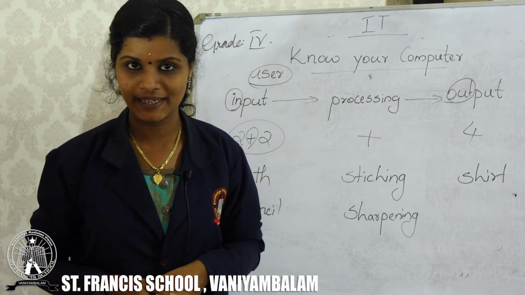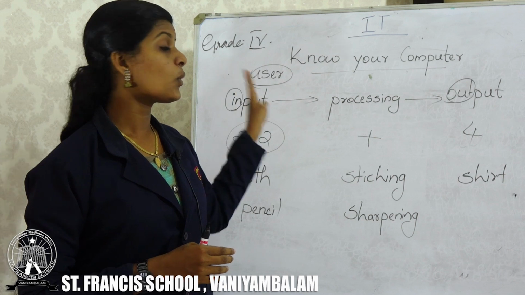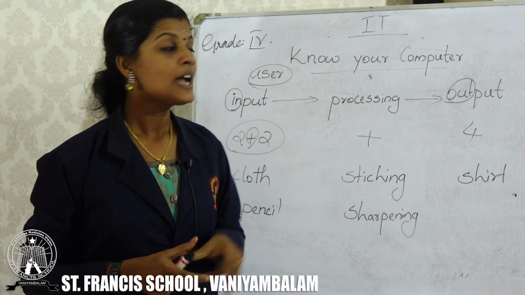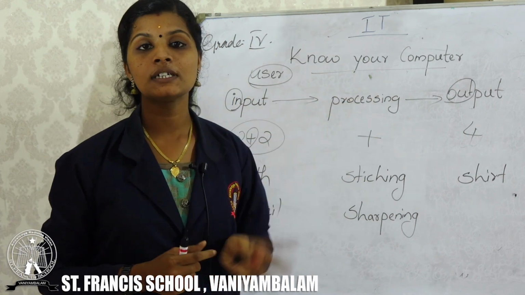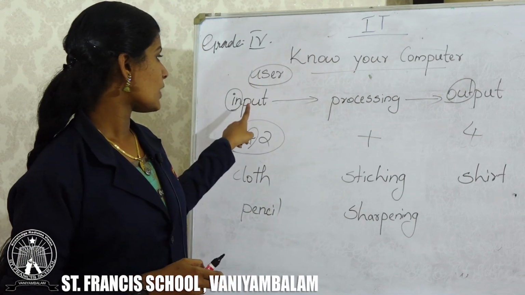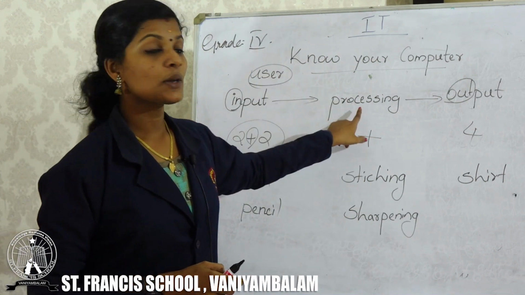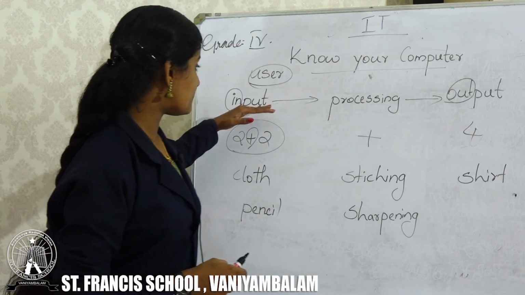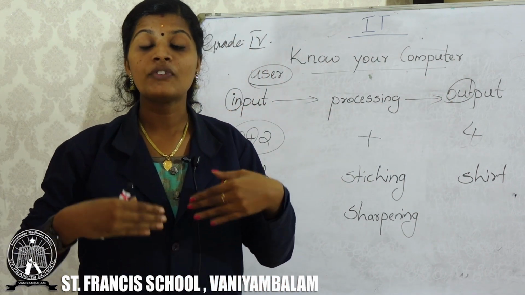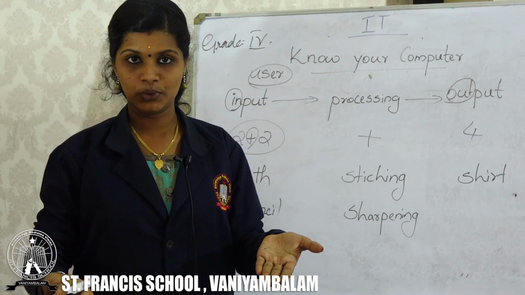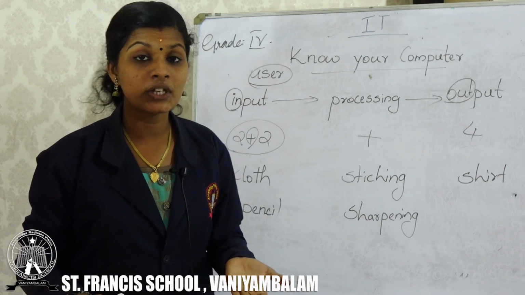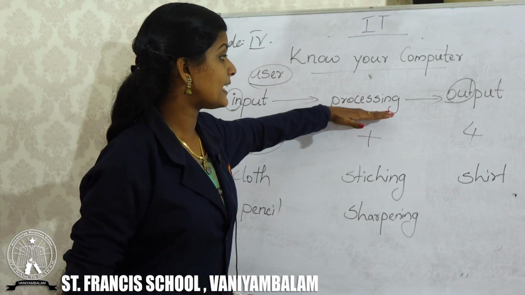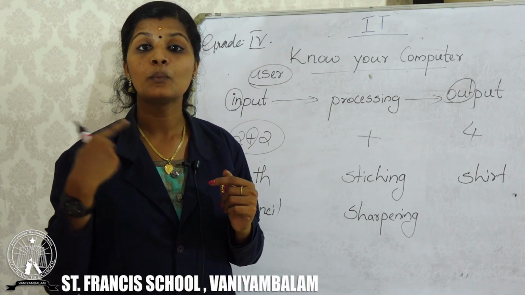Once again I will repeat. Now we have discussed the working of a computer. There are three steps involved in the working. The first one is input, the second one is processing and the third one is output. Input means we are giving or entering something into the computer. When we are entering into the computer, what is done? Processing. Processing will be done.